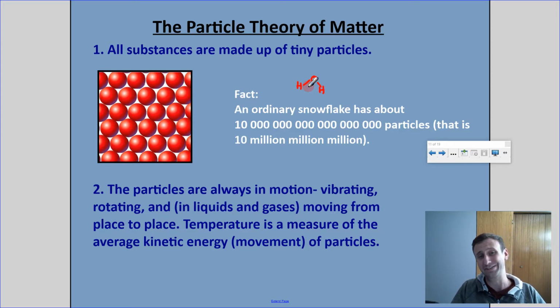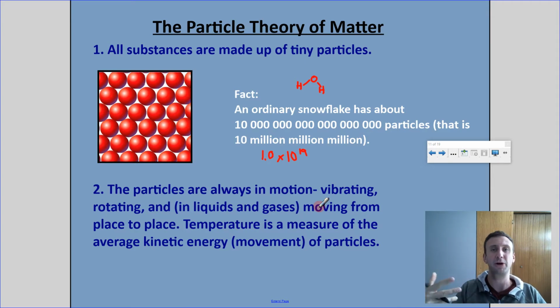An interesting fact is that an ordinary snowflake, incredibly tiny, has 1,000,000,000,000,000,000 particles in it. A way that we sometimes show this in science, so that it is easier to represent the number, is we count the zeros. So I have 3, 6, 9, 12, 15, 18, 19, and then I say 1.0 times 10 to the 19 particles. That's called scientific notation. Anyways, all substances are made of tiny particles.